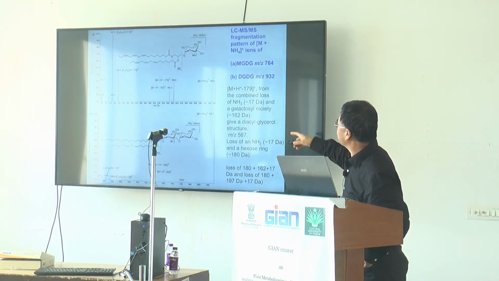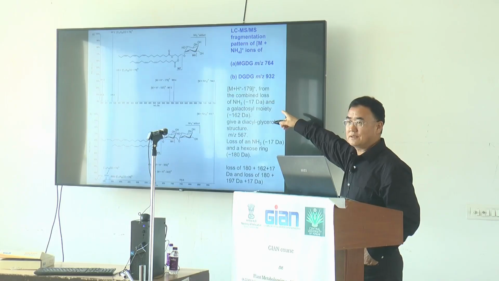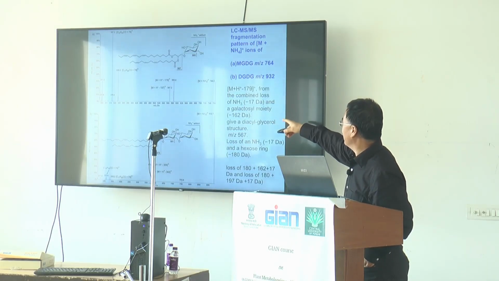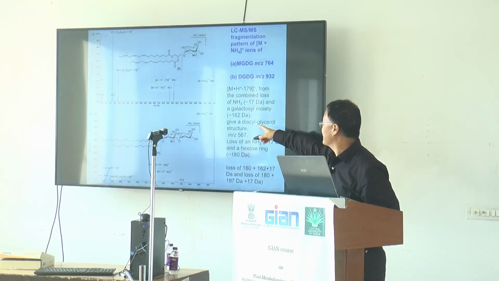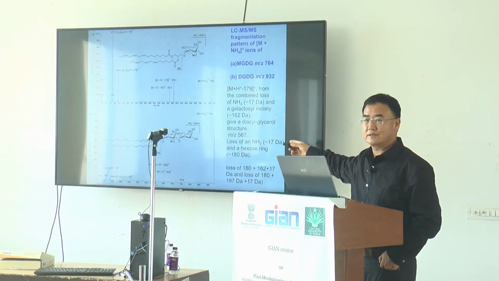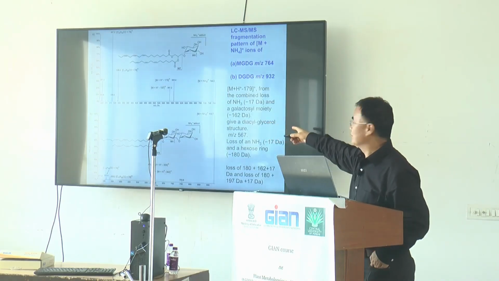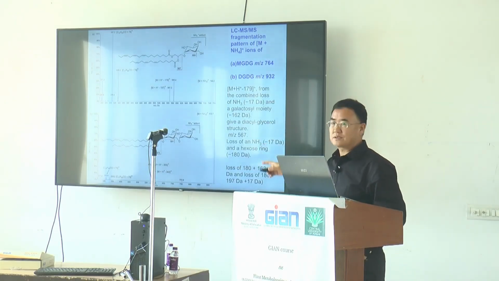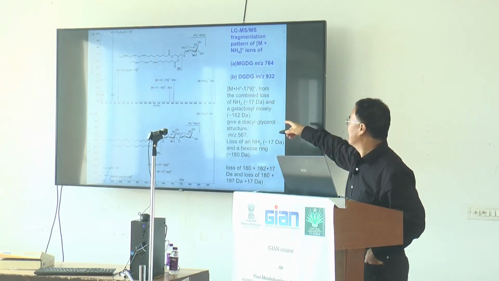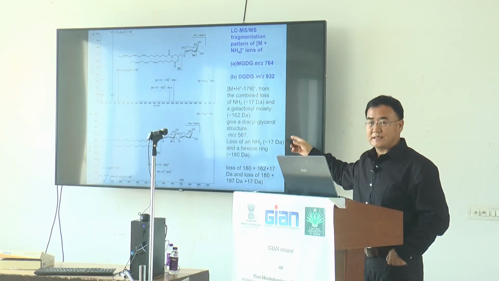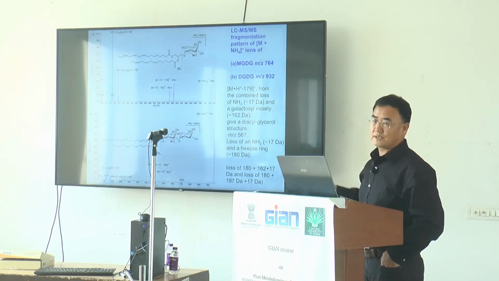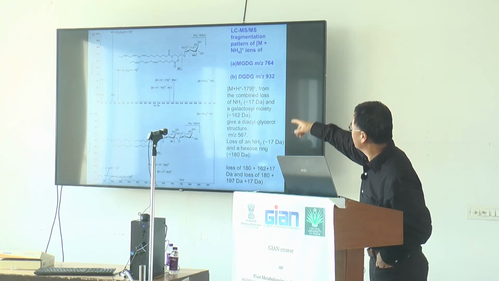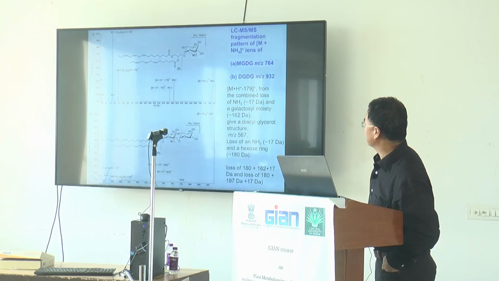764 minus 179. And from the combined loss of this one and also 162, those molecules are defined as galactolipid molecules, because this is a galactolipid. The galactose loss is 162, plus one ammonium, 17, put together is 179. Then after the loss, you will get 567.